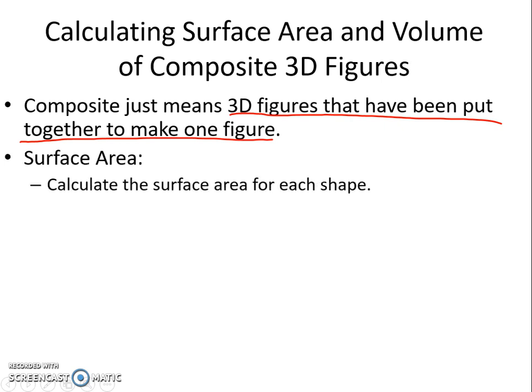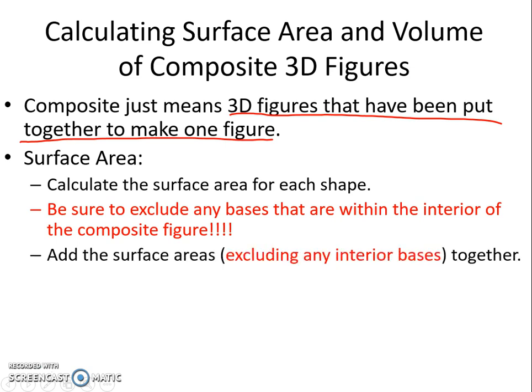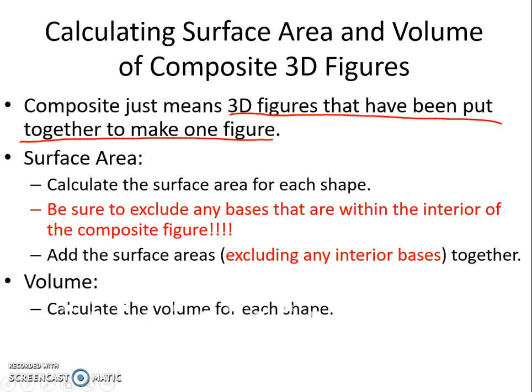Surface area: calculate the surface area for each shape. Be sure to exclude any bases that are within the interior of the composite figure. Add the surface areas, excluding any interior bases, together. For volume, calculate the volume for each shape and just add the volumes together.